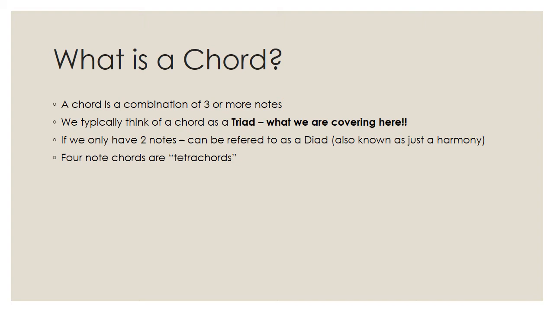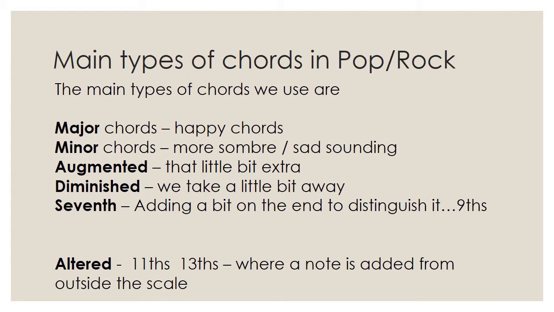What are the main types of chords in pop and rock? Well, we of course have our major chords, our happy sounding chords, and our minor chords, which have that more somber, sad sound. We have the augmented chord, which gives us something a little bit extra, tangy, and a diminished chord, where we've taken something away to give it a little bit more of a spooky sound as well.